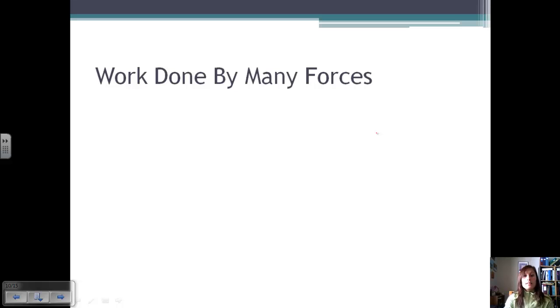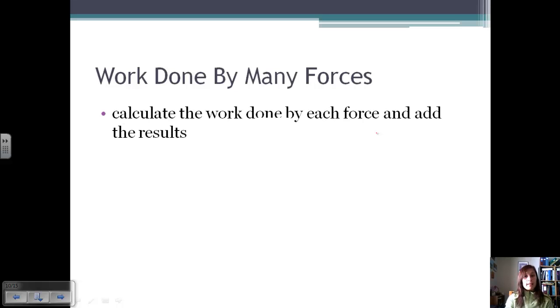Okay, what about work that's done by many forces? Well, we can just add those together, and so to get the total amount of work, we would just add up all the forces that were in the direction of motion.